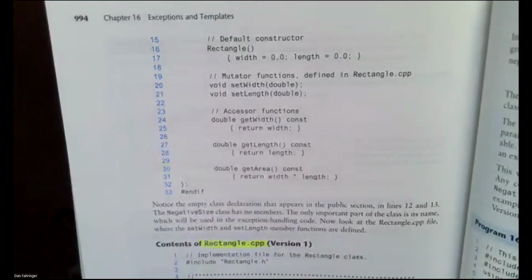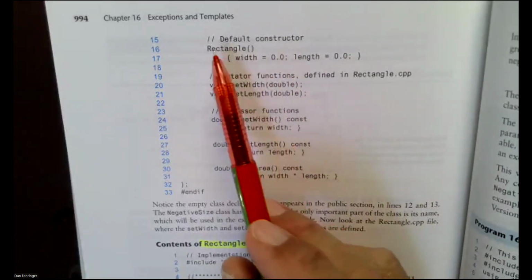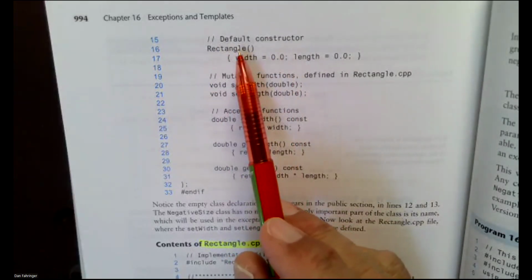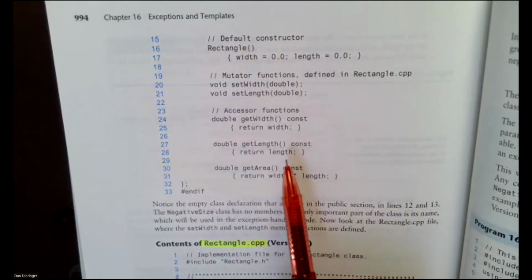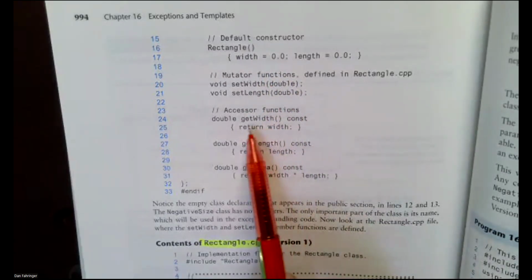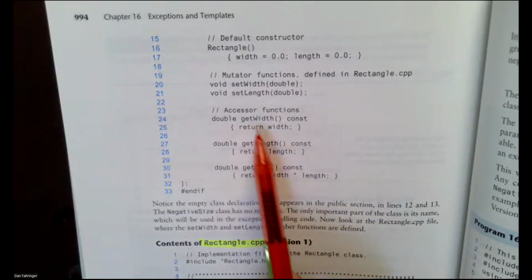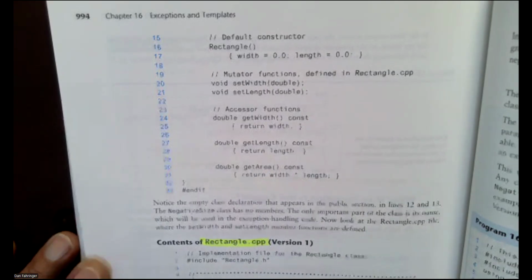After that empty class, I have my normal constructor. Name of the class is Rectangle. The constructor is Rectangle. I have set width, set length. They're not there. Mutators. I have a couple of accessors. These are inline. They're written here. We didn't need to write them over in our implementation file.